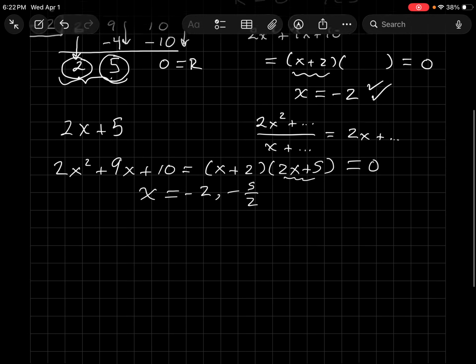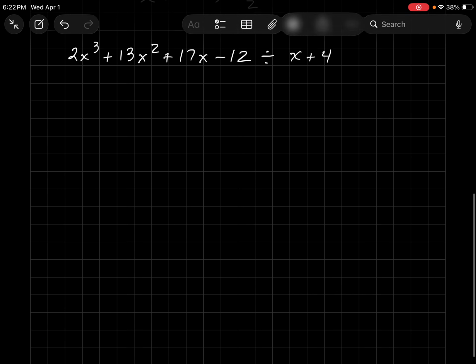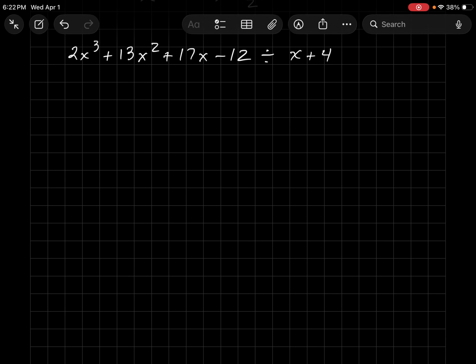Let's do another example. What if we want to divide 2x cubed plus 13x squared plus 17x minus 12 by x plus 4? And we wanted to do this to determine if x plus 4 is a factor, which means we're trying to see if x equals negative 4 is a solution or root or 0.